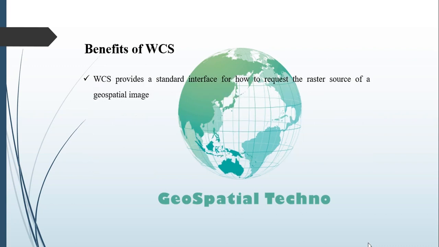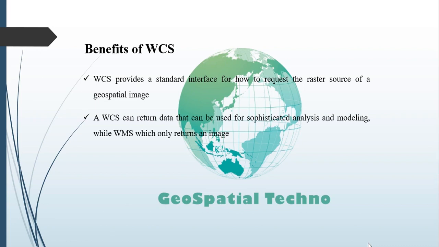Benefits of WCS. WCS provides a standard interface for how to request the raster source of a geospatial image. A WCS can return data that can be used for sophisticated analysis and modeling, while WMS only returns an image that cannot be used to obtain any meaningful results. Additionally, WCS allows its clients to extract only a part of the coverage they require.